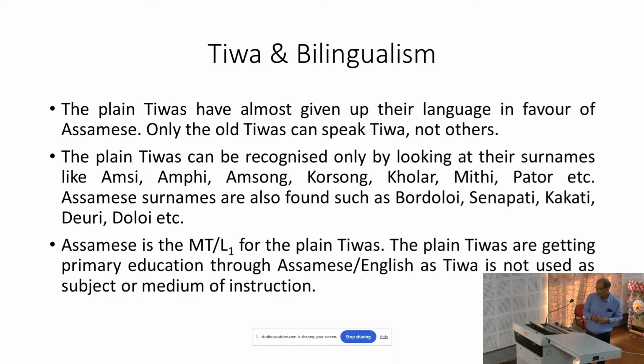Okay. Now, the plain Tiwas, you cannot identify them by hearing their speech. You can identify them by looking at their face only, which is Mongoloid, or their surnames only. The way they speak Assamese is just like me. Only their surname will be, say, Amsi, Ampi, Amsong, Korsong. Only when they say my name is so-and-so Samsung, oh, okay, he is Tiwa. Otherwise, you cannot identify because he or she speaks the same kind of Assamese with the same kind of fluency that I have as a native speaker.